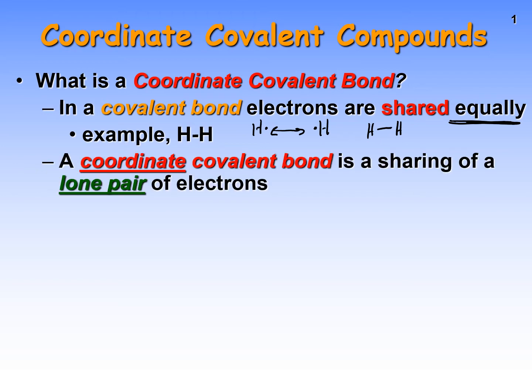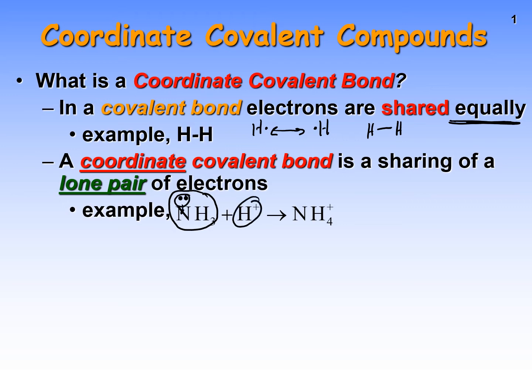In a coordinate covalent bond, we have something a little bit different going on. It is the sharing of a lone pair of electrons between two substances, but really only one substance is donating the lone pair. For instance, if we have NH3, NH3 has a lone pair on the nitrogen, and H+ has no electrons at all. So what can happen here is we can form NH4+, ammonium, by having the nitrogen share its only lone pair with the H+.